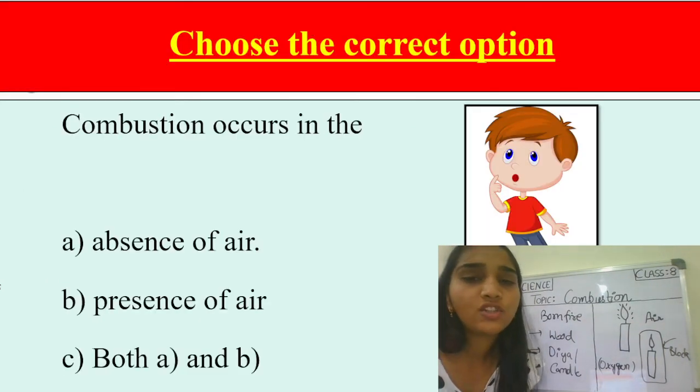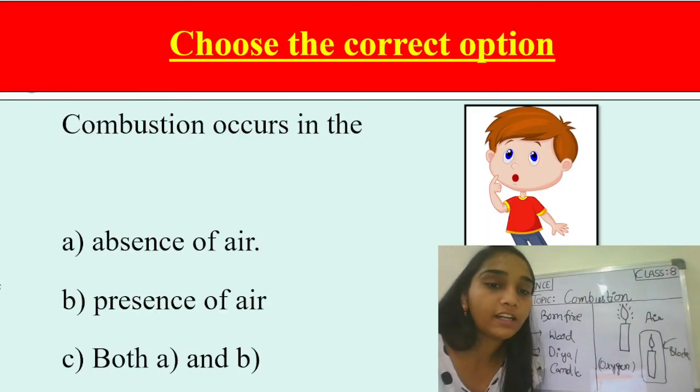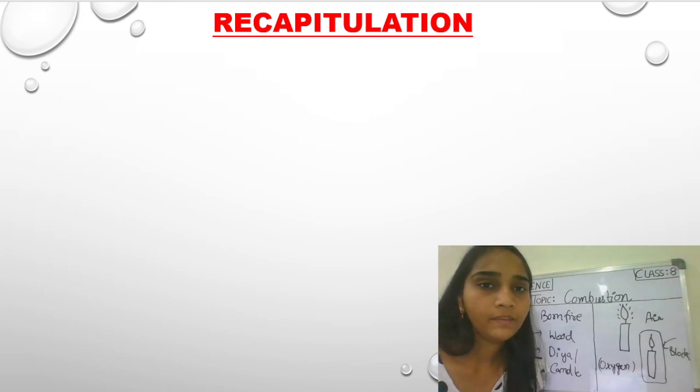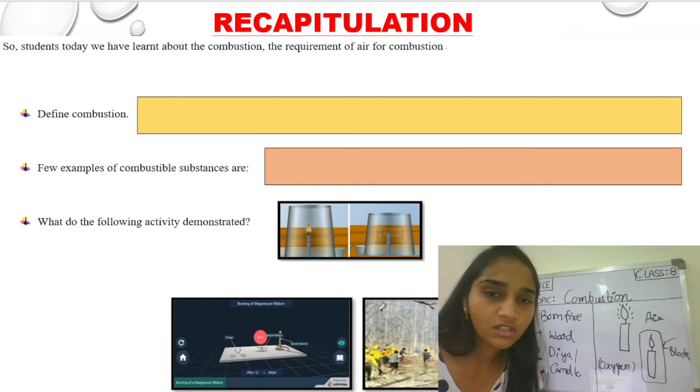So students, now it's your turn to answer. Choose the correct option. Combustion occurs in the presence or absence of air, both A and B. Yes, combustion only occurs in the presence of air. So the correct answer is B. Very good students. So now what have we discussed in our today's class? Yes. So students, today we have learned about the combustion and the requirement of air for the combustion.